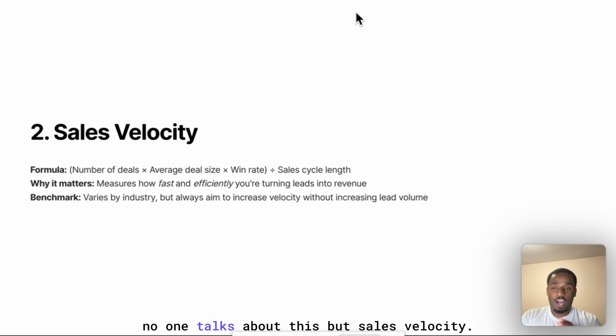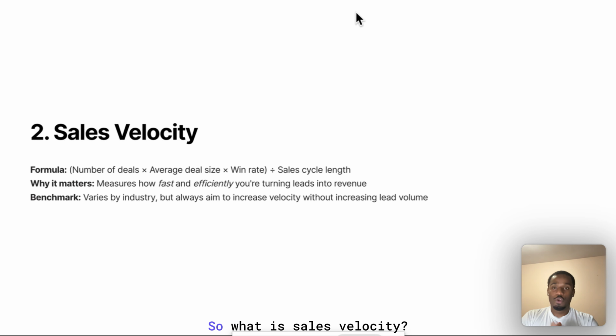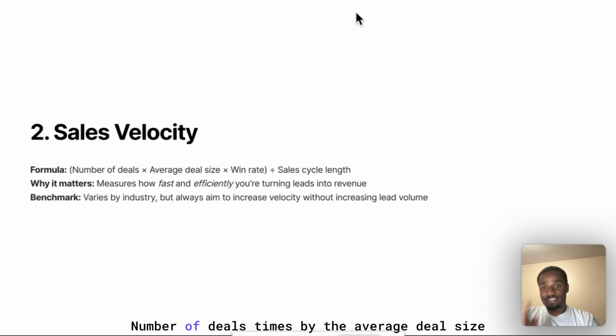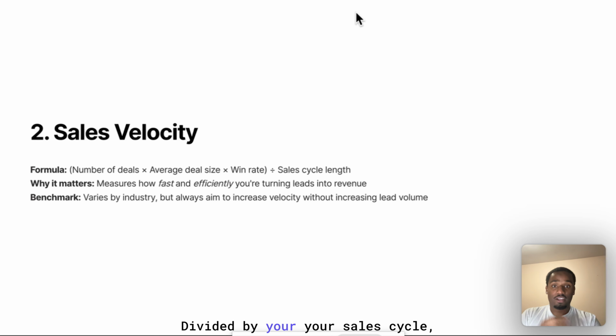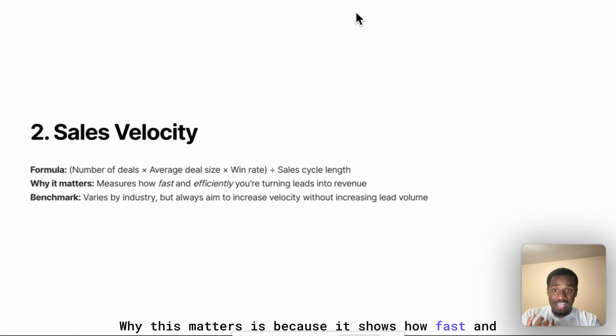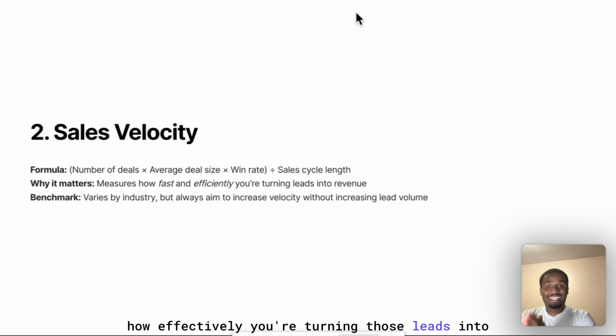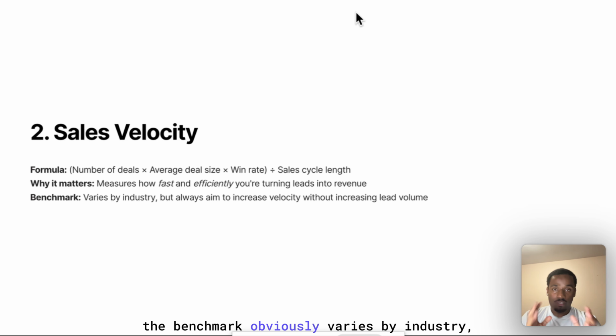Number 2, no one talks about this, but sales velocity. So what is sales velocity? Number of deals times the average deal size times the win rate, divided by your sales cycle length in months, right? Why this matters is because it shows how fast and how effectively you're turning those leads into revenue. The benchmark obviously varies by industry, but always try to increase your velocity without increasing your lead count.